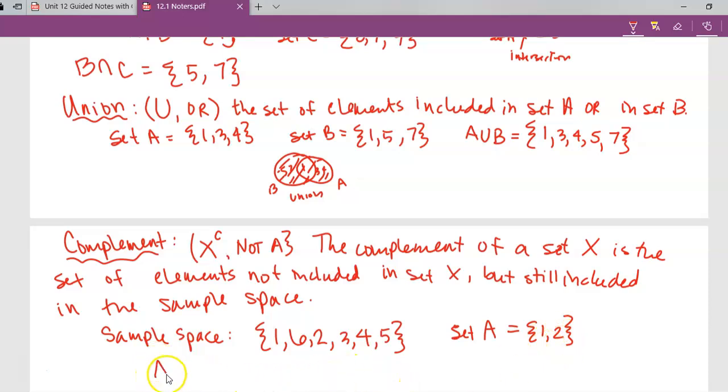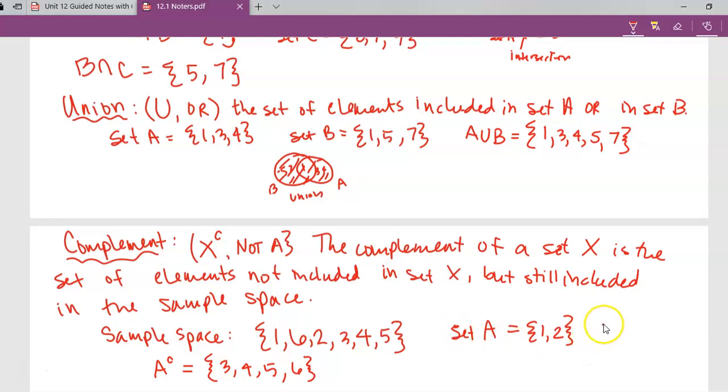Then the complement of set A would be equal to all of the numbers that are in the sample space that are not in set A. So 1 and 2 are in set A, so we would cross those off, and the rest of these outcomes, 3, 4, 5, and 6, are going to be the complement of A. So all the elements that are in the sample space that are not in set A.